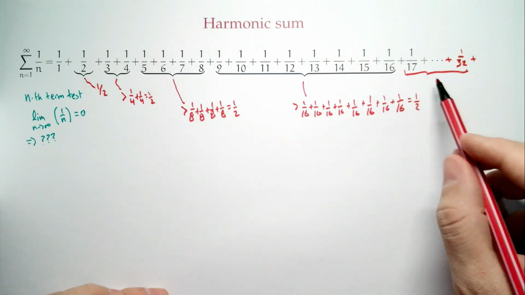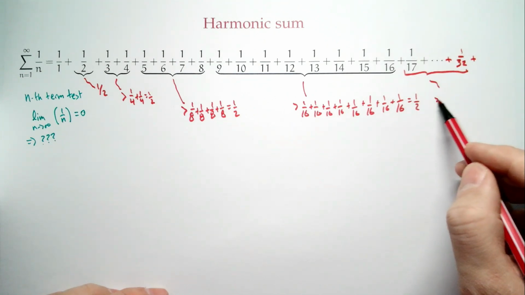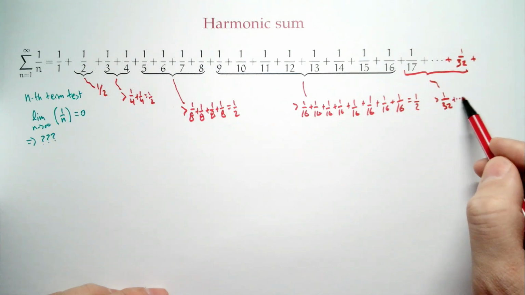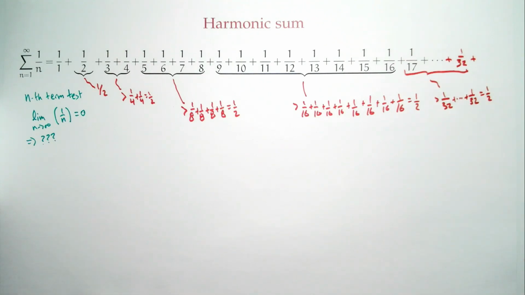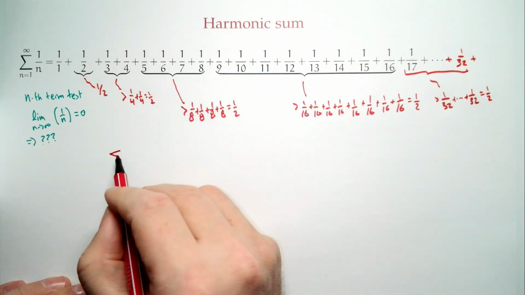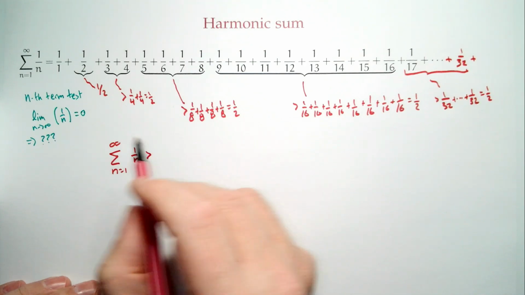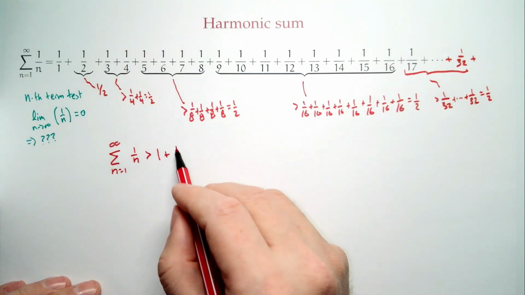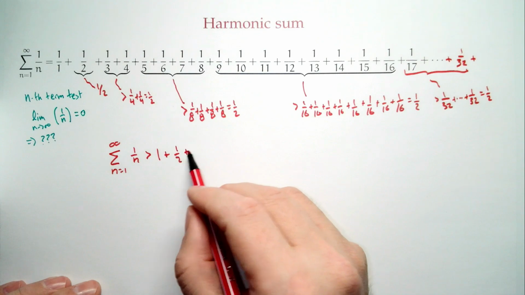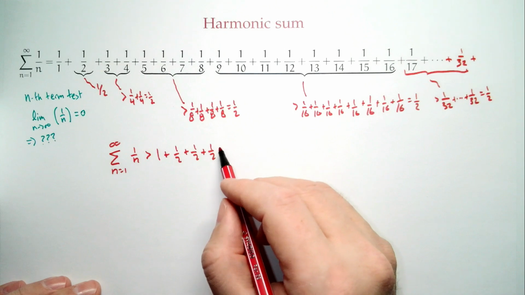And here, if you now replace everything in this block by 1/32, what you'll get is bigger than 1/32 added up 16 times, which is a half. And we can keep this going forever. So what does that tell us about our sum? This says that the sum from n equals 1 to infinity of 1/n is bigger than 1 plus a half from the first block, plus a half from the second block, plus a half from the third block. And in fact, each one of these blocks is at least as big as a half.